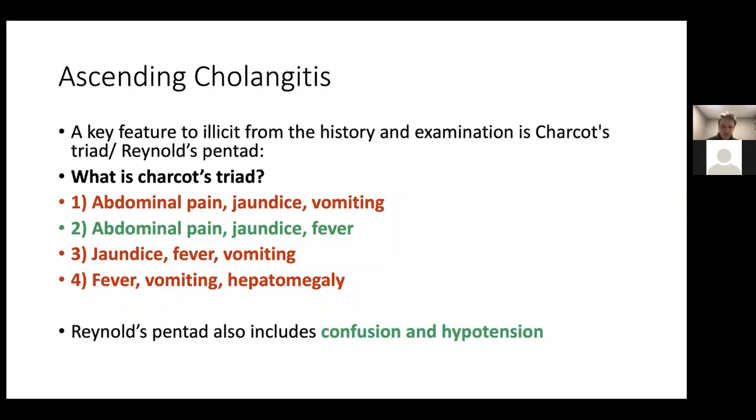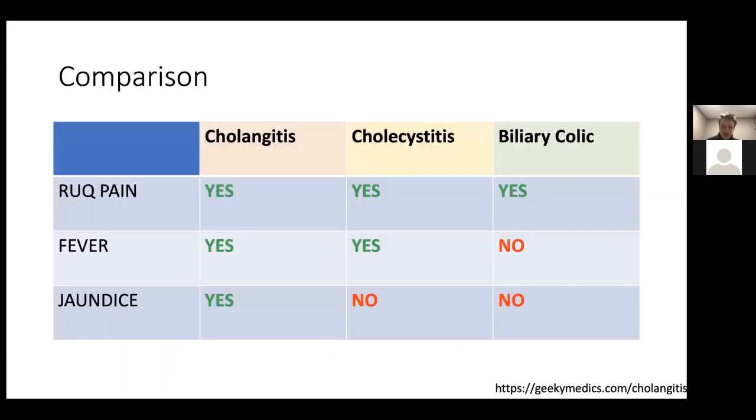It's a good triad to learn. So I just thought I'd do a quick summary of the ones that we talked about so far: cholangitis, cholecystitis, and biliary colic. With cholangitis, you get all 3: the pain, the fever, and jaundice. Cholecystitis, right upper quadrant pain and fever. And with biliary colic, you can sometimes get a fever, but usually it's just the right upper quadrant pain.